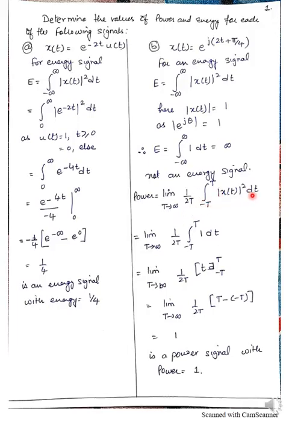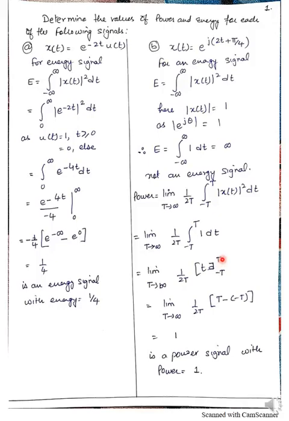So power will be calculated using this formula, limit t tends to infinite 1 upon 2t, integral from minus t to t of mod of x(t) square dt. So what's the mod of x(t) square? Again we will use the same amplitude. We are not going to find it again. So it will be limit t tends to infinite 1 upon 2t, integral from minus infinite to infinite 1 dt.